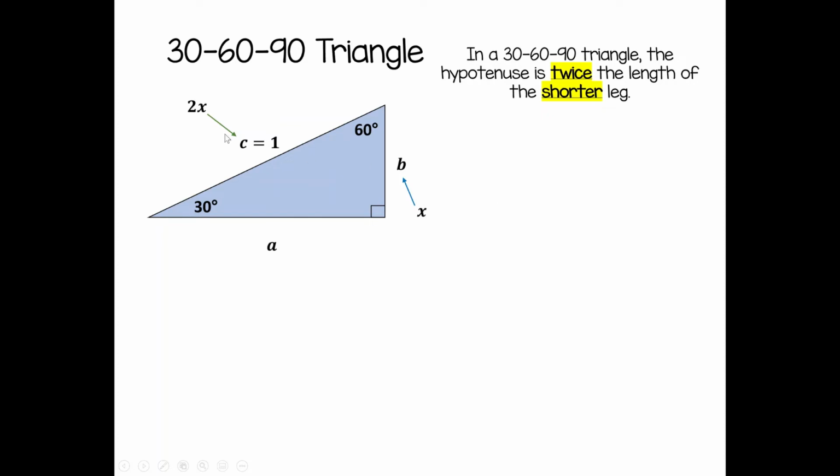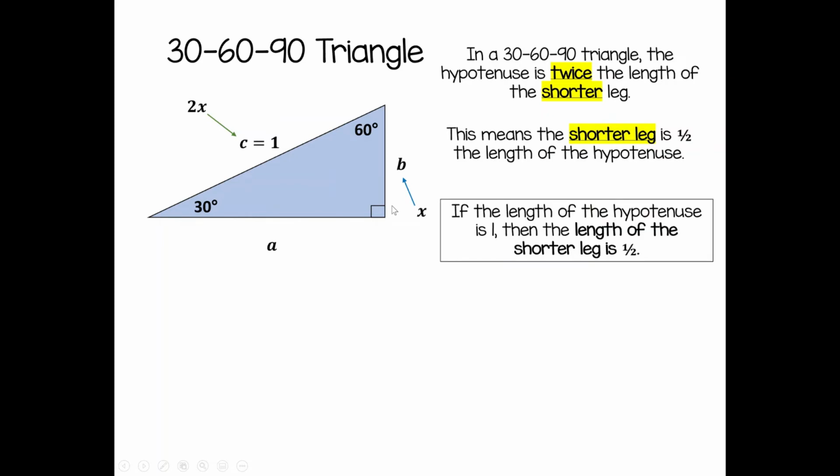Okay, so we know that because the hypotenuse is twice the length of the shorter leg, the shorter leg is half the length of the hypotenuse. If the hypotenuse has a length of 1, what would be the length of the shorter leg? It would be half that, which is 1/2. So the length of B is 1/2.